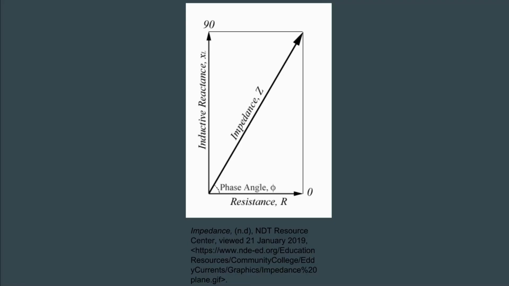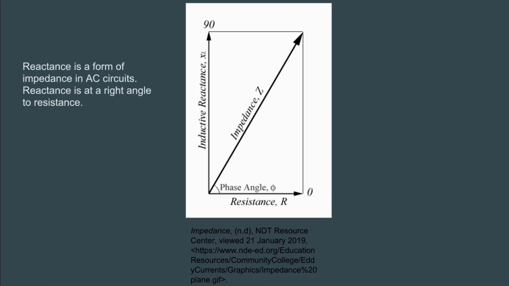This is because in AC circuits, inductors and capacitors introduce another form of impedance called reactance. Reactance is the effective resistance by a capacitor or inductor in an AC circuit, and introduces a phase difference between a voltage and current. As you can see, reactance is at a 90-degree angle to resistance, and total impedance is the addition of the phasors.